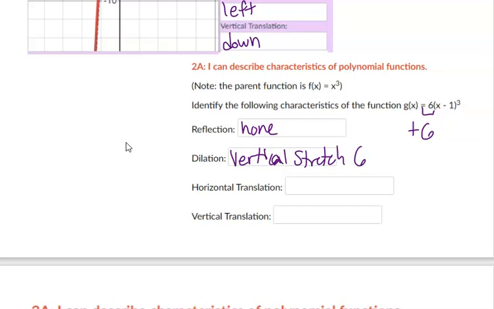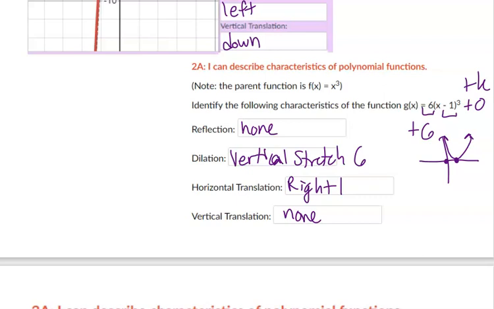Your horizontal translation right here, if you were to graph this on Desmos, you would notice that it goes to the right, 1 from the origin. And it doesn't go up or down, so we're putting none. Instead of there being a plus k visible here, there's not, so you could just put plus 0.